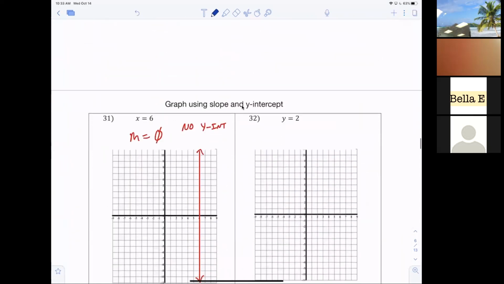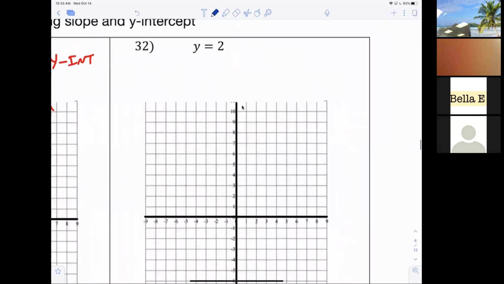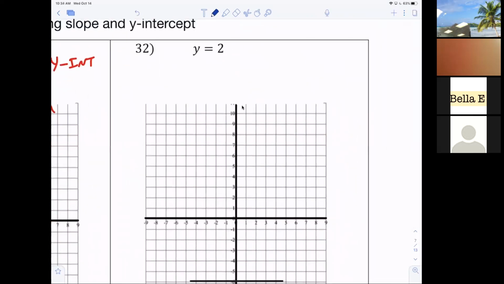32. Uh-oh. Y equals 2, special case. What is y equals 2 always? Horizontal line. Y equals 2. Horizontal line. That's all we're doing. What's the slope of the horizontal line? 0. What's the y-intercept? 2. That's correct. (0, 2). Thank you. All right. Everybody good? All right. Here we go.